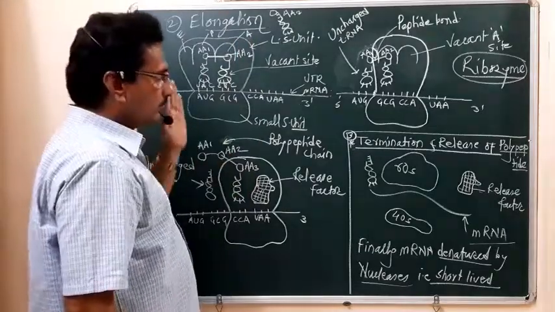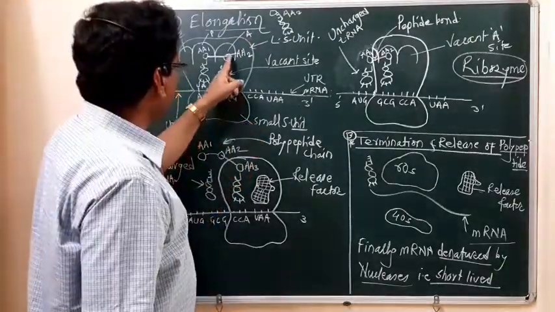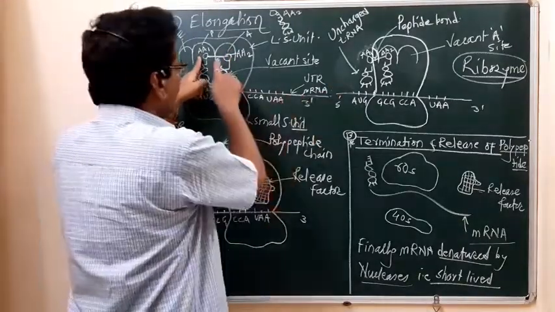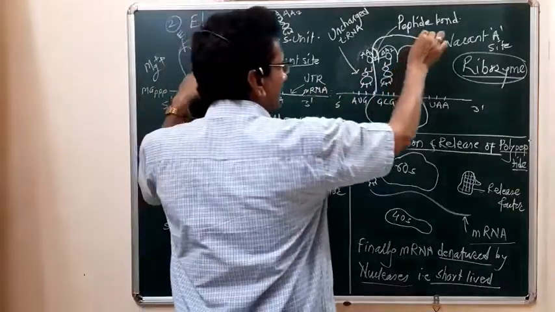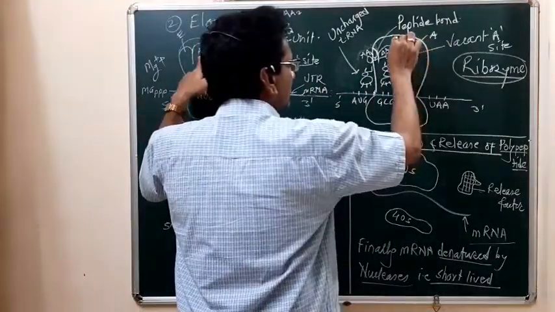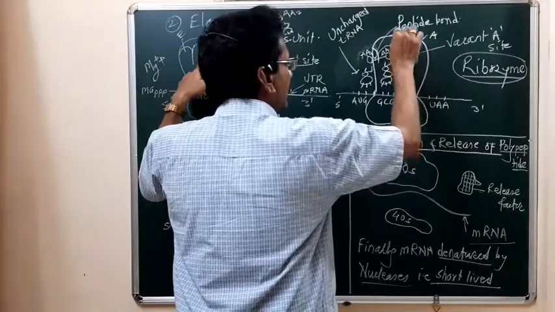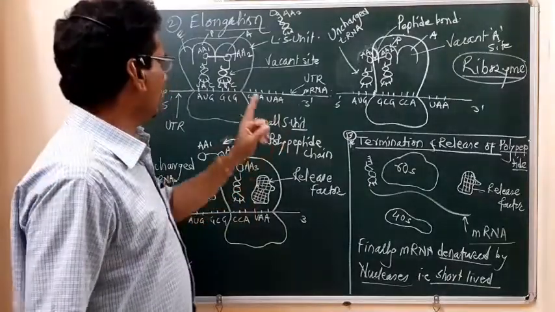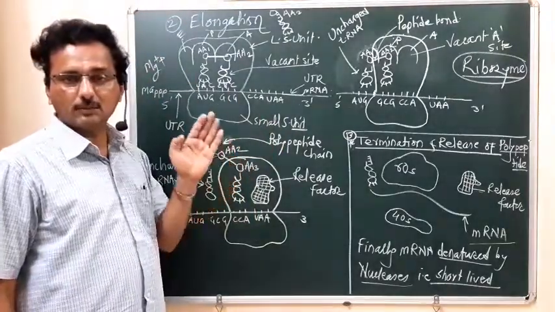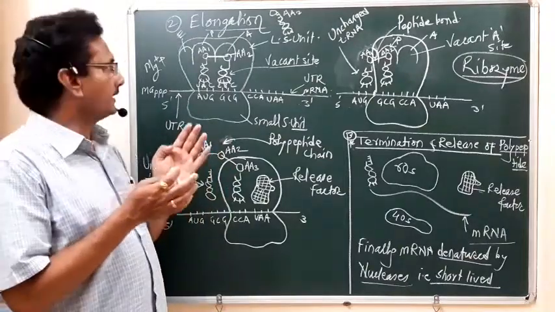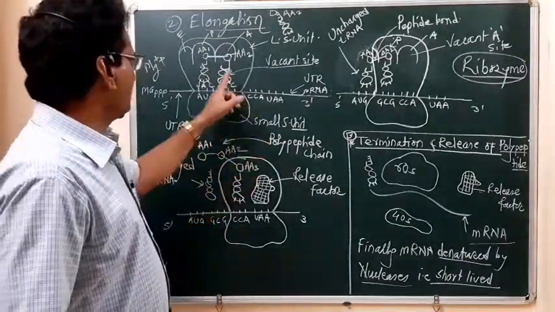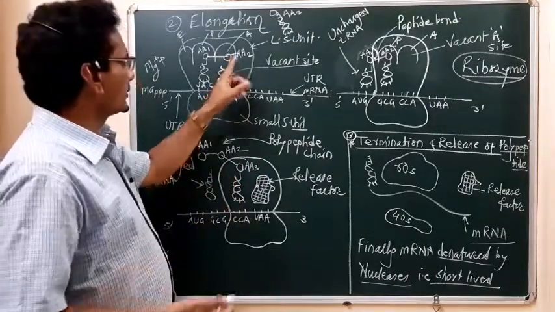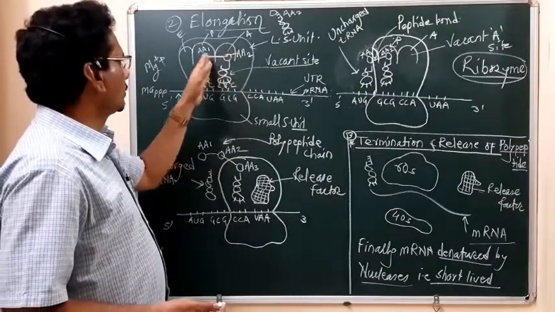But during the movement, this dipeptide moves from the A site to the P site. Always remember, this is the most important statement. It is seen during the elongation that the dipeptide is initially present at the A site. During the translocation it moves from the A site to the P site.